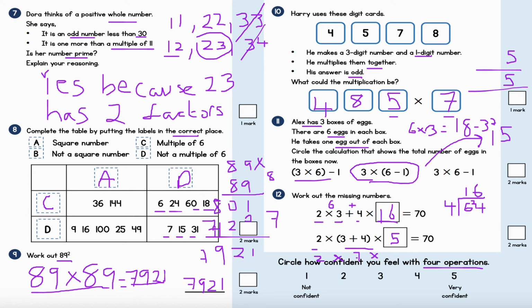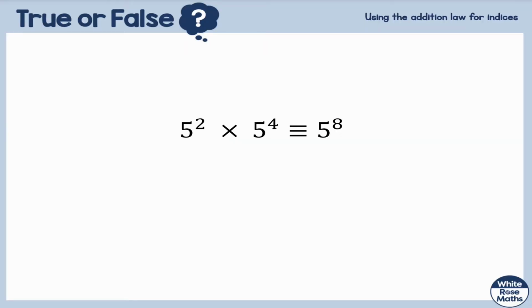Right guys, this final section is looking at true or false from the White Rose Maths, and it's looking at the addition law of indices for this question. So 5 squared times 5 to the power of 4 is equivalent to 5 to the power of 8. Is this true or false?